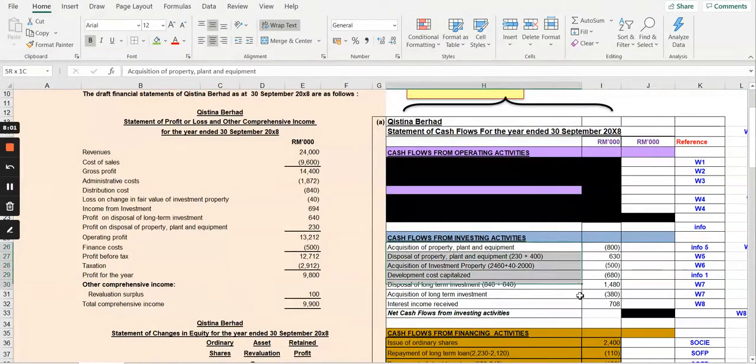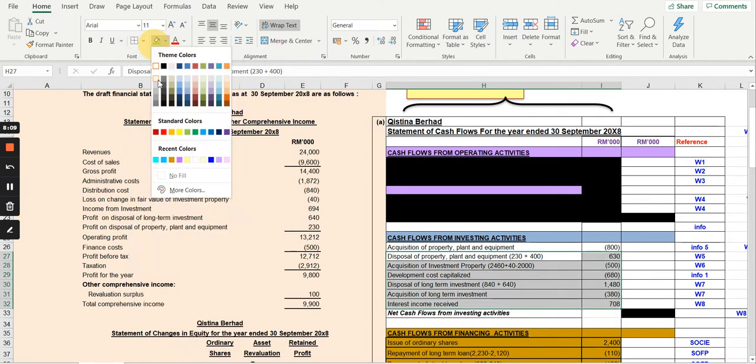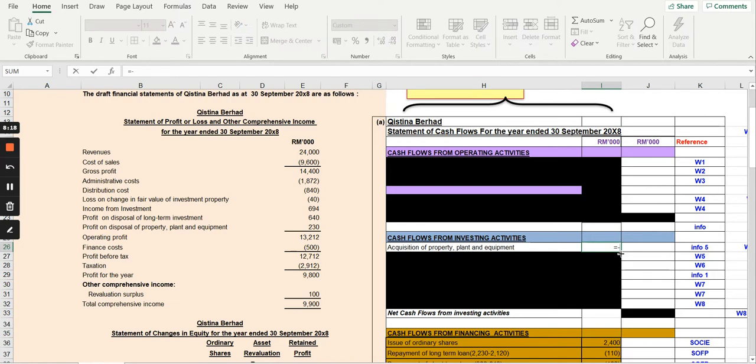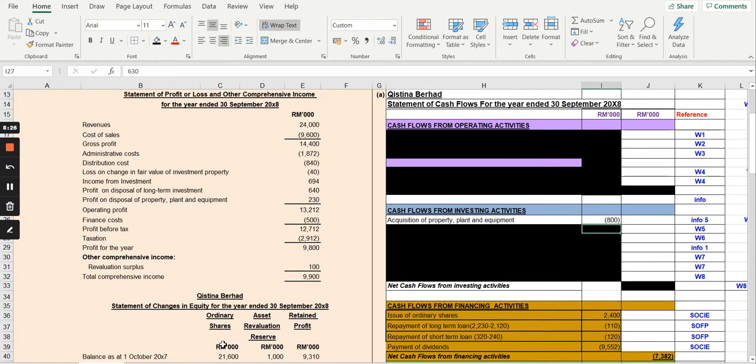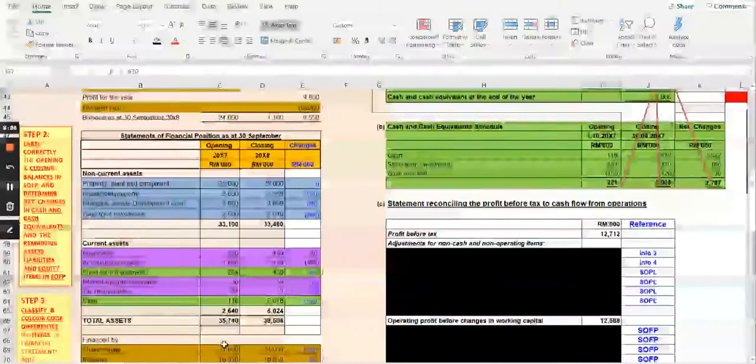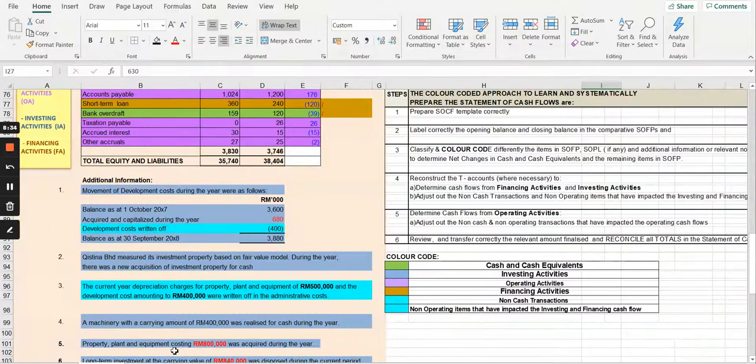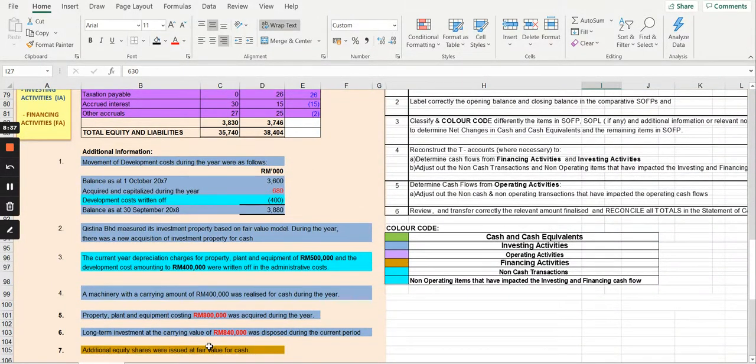So let's say your first item, we just have to highlight to you. Your first item is acquisition of property, plant and equipment, and this was directly from the figure given earlier, 800, right? That was 800, that was given here 800,000, so we put it there. However, there is also information that told you that there is some disposal. So we need to check how much is the cash that we receive from the disposal.